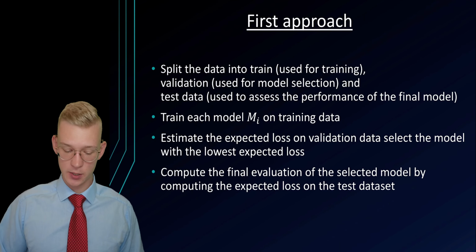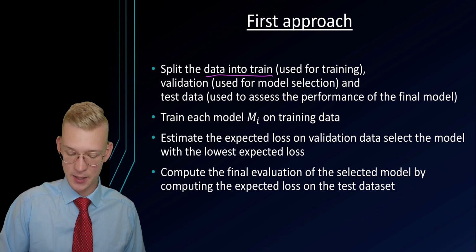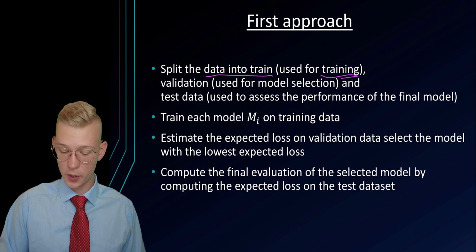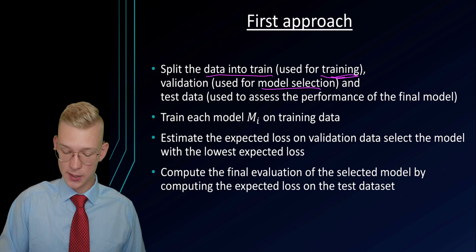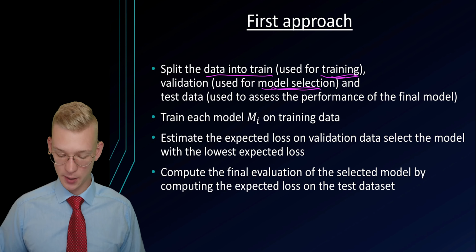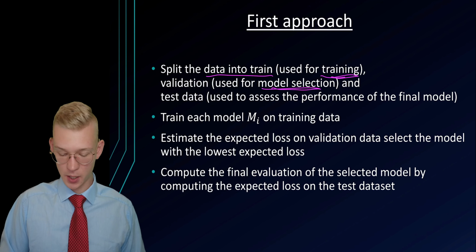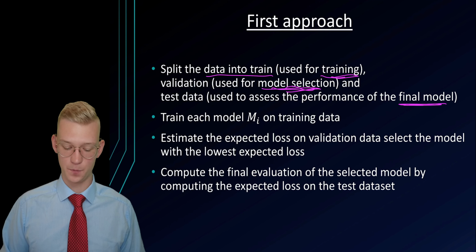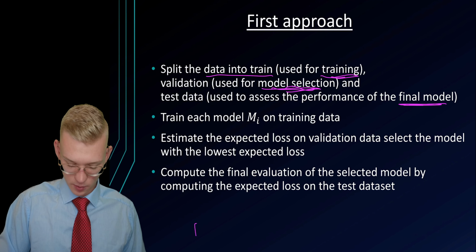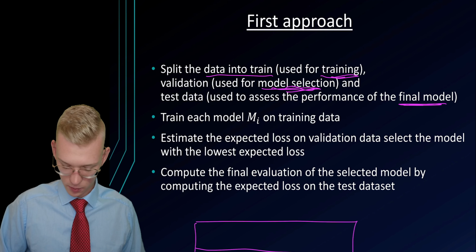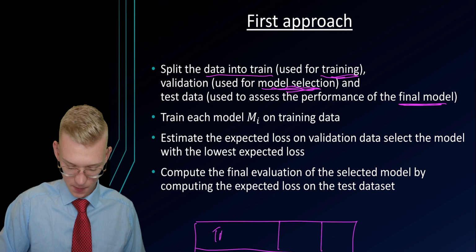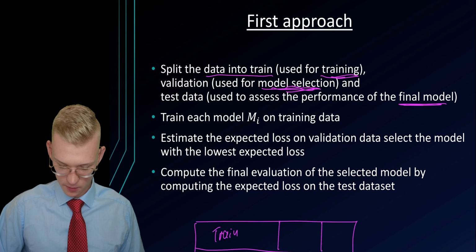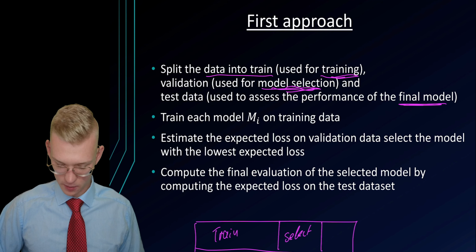The first approach is very, very simple. We split the data. So we have now one section used for training, one section that will be used for model selection, and one part that is used to assess the final performance of the model. So let's plot our model. We have a train, we have a select, and we have a test.